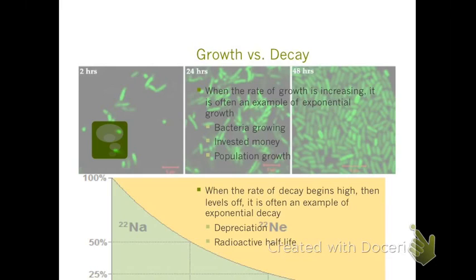We call something growth when the rate of growth is increasing. So like bacteria growing, which you can see in the background, invested money, population growth. We call it decay when the rate of decay begins very steep and then levels off eventually. Depreciation of value or radioactive half-life, which you can see in the background, are two examples of exponential decay.